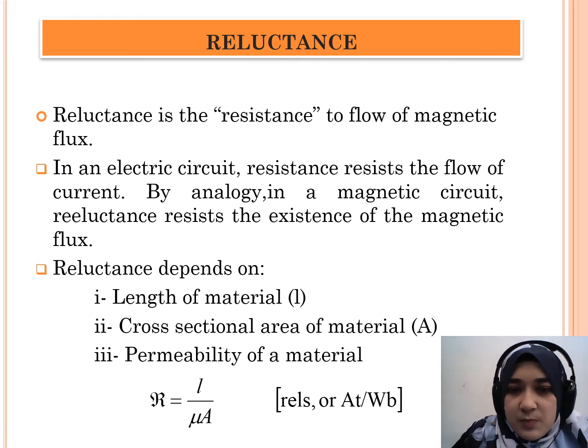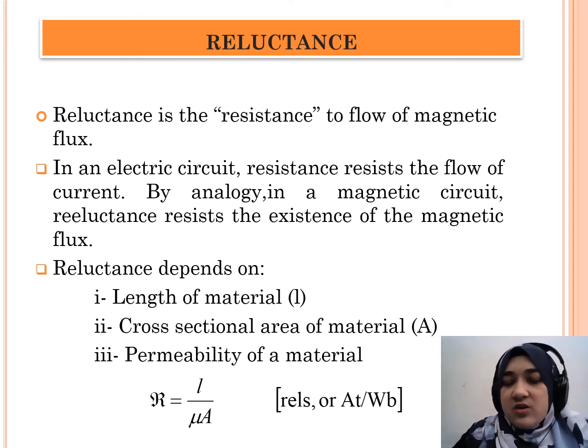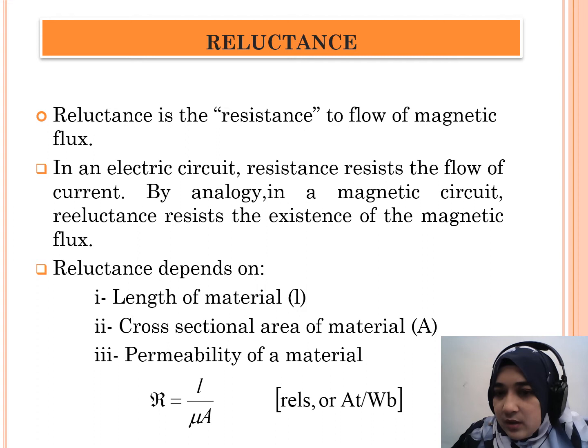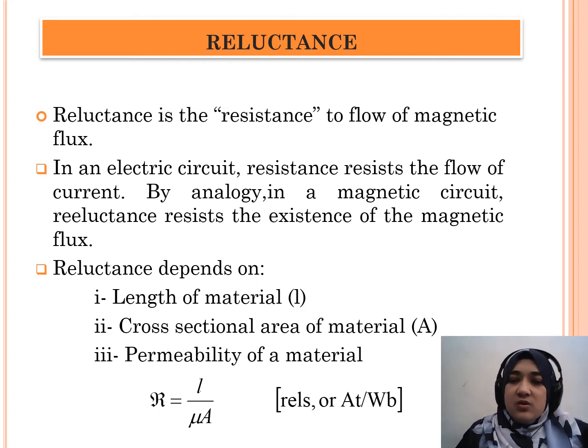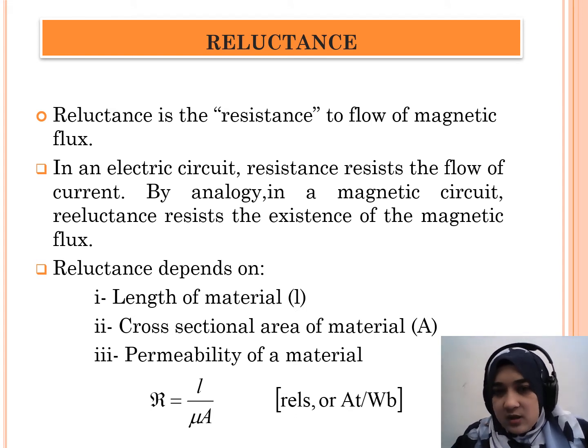Okay, the reluctance depends on the length of the material, the cross-sectional area of the material, and the permeability of the material. So this is the formula. R equals reluctance equals length over mu A, where the unit is rels, or we can also use AT over Weber, ampere turns over Weber.